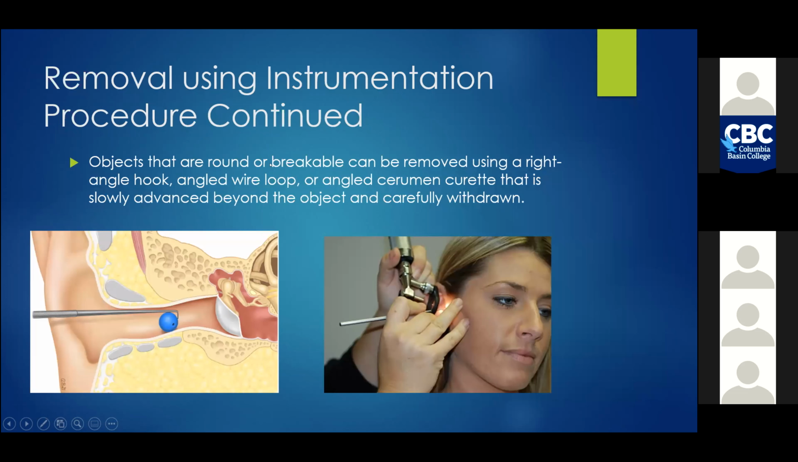Objects that are round or breakable can be removed with this right angle hook. Also included were the angled wire loop or angled circumcurrent. You want to slowly advance this beyond the object, and then you use that right angle to carefully withdraw it out of the ear canal.